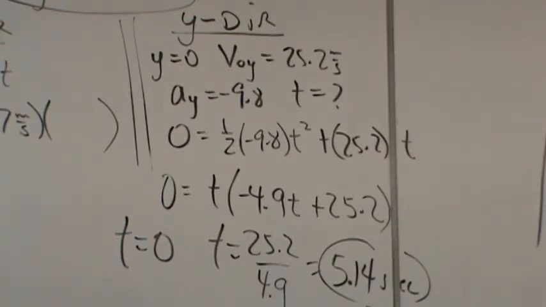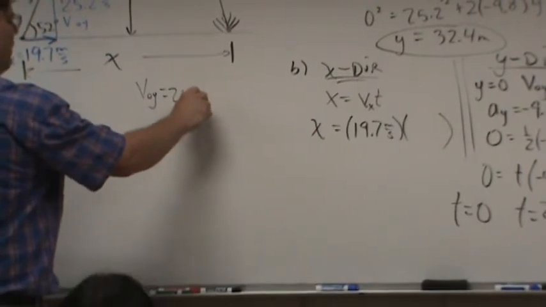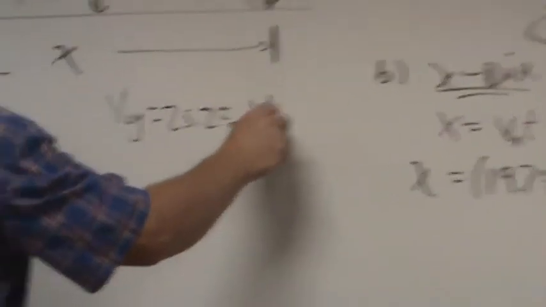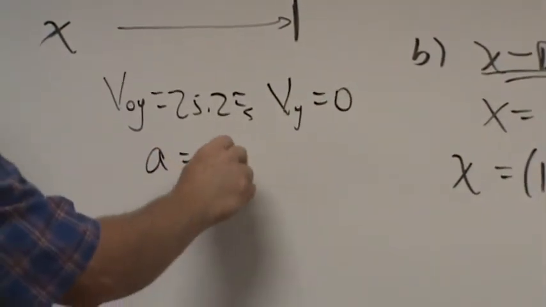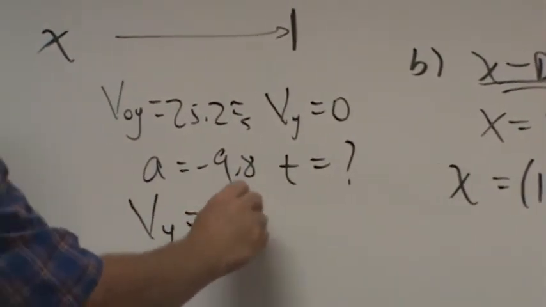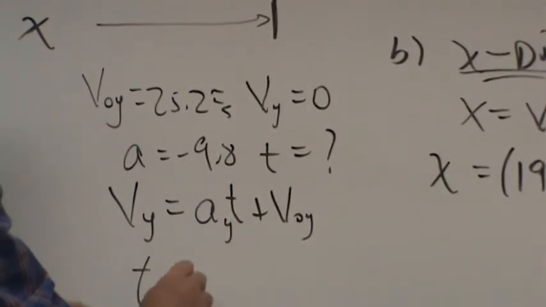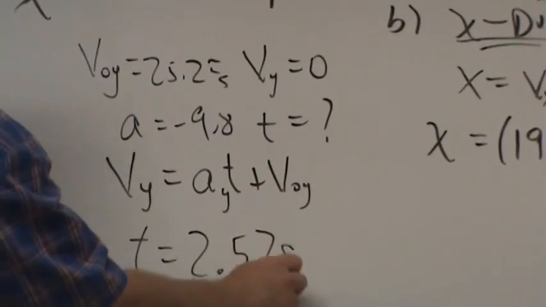Could you also find the time at the maximum height and double that? Noel says, can you find the time it takes to get to the maximum height and then double that? What do you think? Darn straight. So if you don't want to do Maxwell's way, do it Noel's way. Noel's way says initial velocity in the y direction is 25.2 meters per second. Final velocity in the y direction is 0. Acceleration is negative 9.8. Find me the time. And now you're going to be using this equation. And you'll end up with t equaling 2.57 seconds.